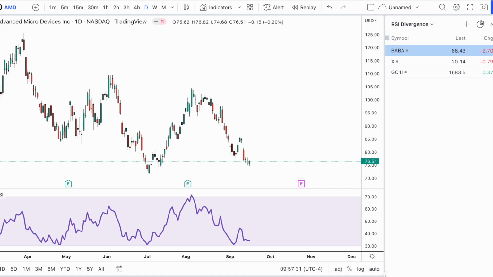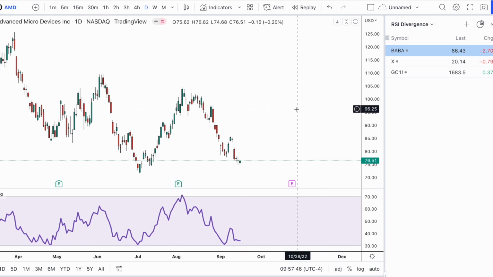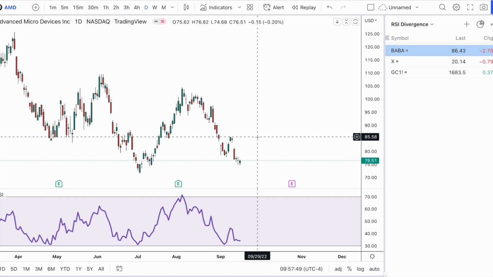Alright guys, this video is going to be on RSI divergences. So RSI is an indicator that is widely used by a lot of people, but a lot of people don't use it for the divergence, which is a really cool strategy that you can add to your overall trading system. So let's go ahead and get right into it.